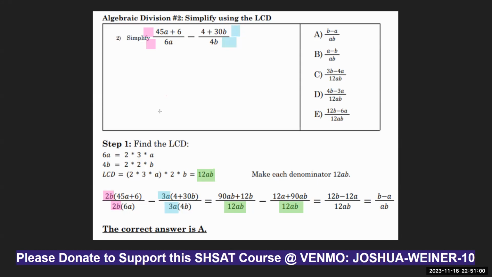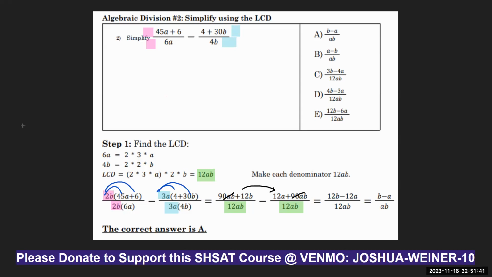Okay, so distributing up on top, we have 90ab plus 12b. And we also have, let me put the numbers up. We have 90ab plus 12b, 12a plus 98b. But amazingly, it looks like the 90ab minus 90ab, because we're subtracting, will cancel. And then we just have 12b minus 12a in the numerator over 12ab.